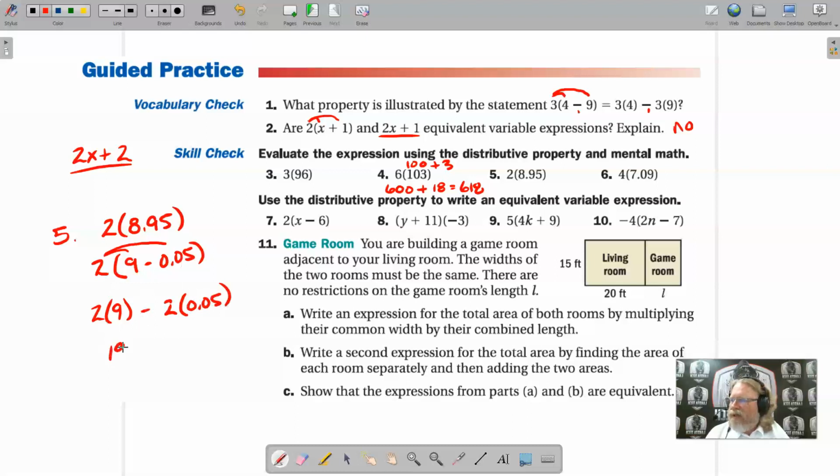2 times 9 is 18. 2 times 0.05, well, that's like 2 nickels, right? So that would be 0.10, like a dime. And we're subtracting. So $18 minus 10 cents would be $17.90. So 17.90.